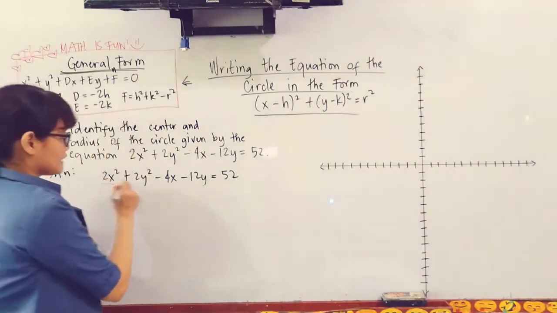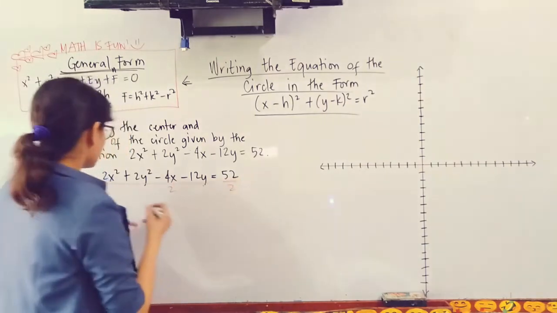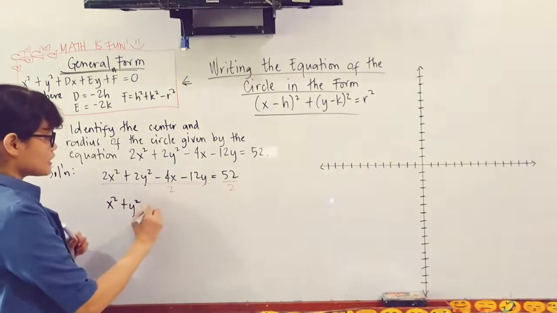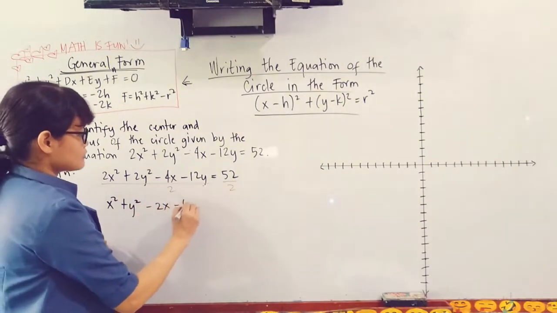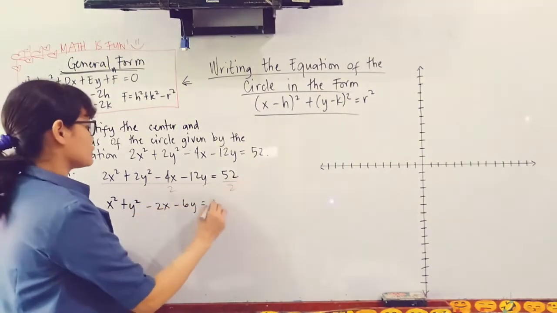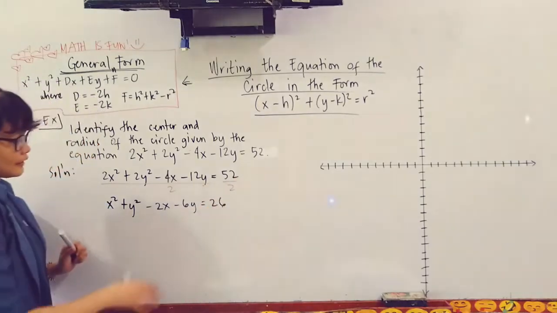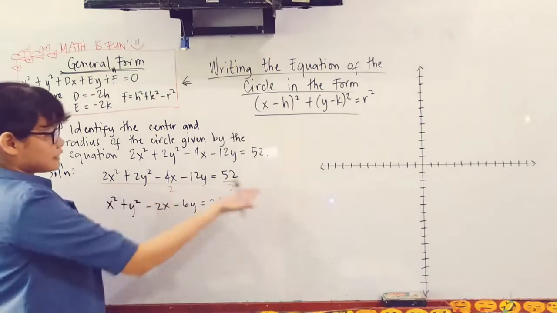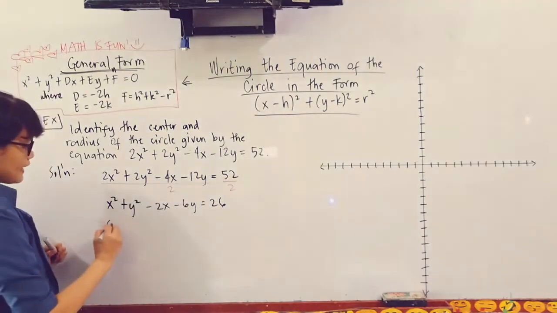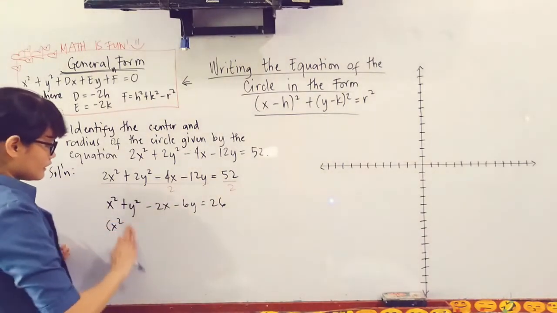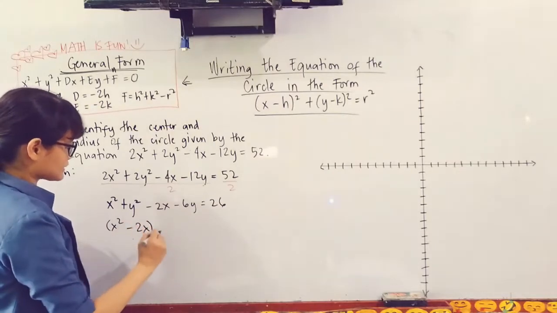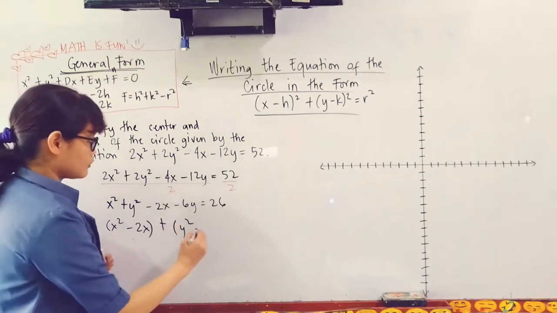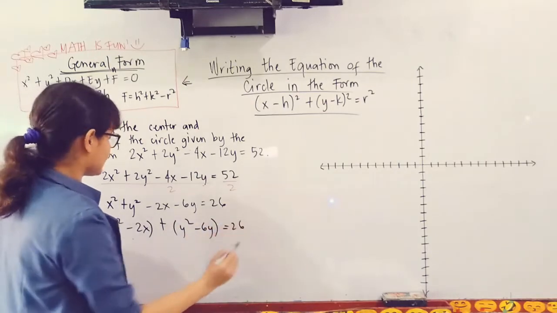So we have to divide natin everything by 2. So you will have x squared plus y squared minus 2x minus 6y equal to 52 divided by 2 is 26. Pagkatapos yan, i-combine mo na, para mas mabilis. So you'll have x squared minus 2x plus y squared minus 6y equal to 26.